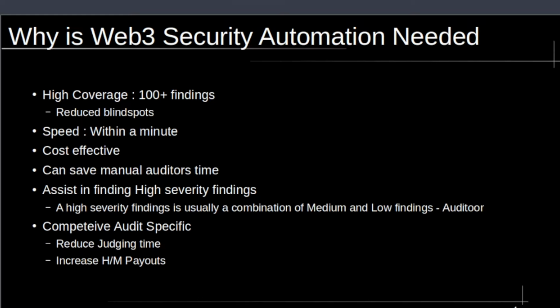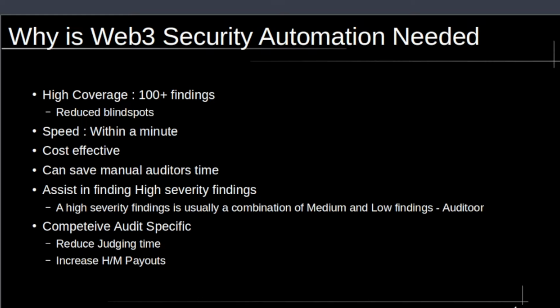And it can also help you find those high and critical severity findings, because automation has such a wide coverage, it can be used to identify weak points within a code base. I sadly don't remember exactly which manual auditor said this, but it was said that a high severity finding is usually a combination of medium and low findings. So you can get an automated audit report, go over all the findings, and see if you can combine those findings together to find something of a higher severity or a higher impact.